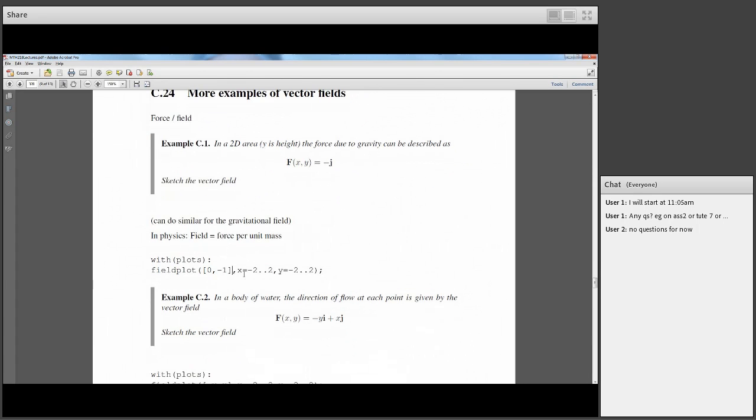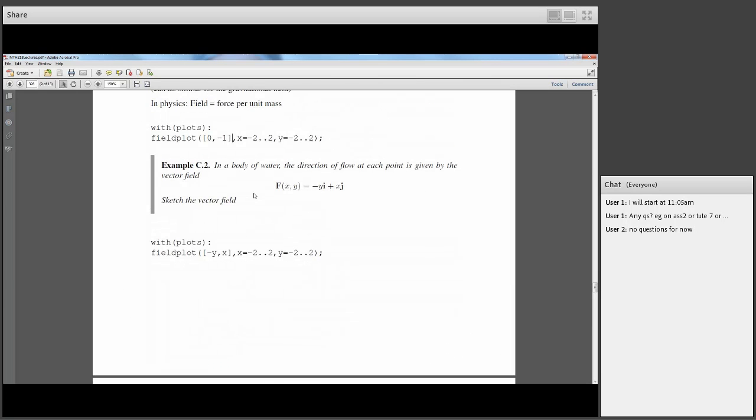That's the instruction I do in Maple directly. We'll come back to that later. So another application of vector fields is in terms of flow of fluid, so fluid dynamics, how things are flowing.